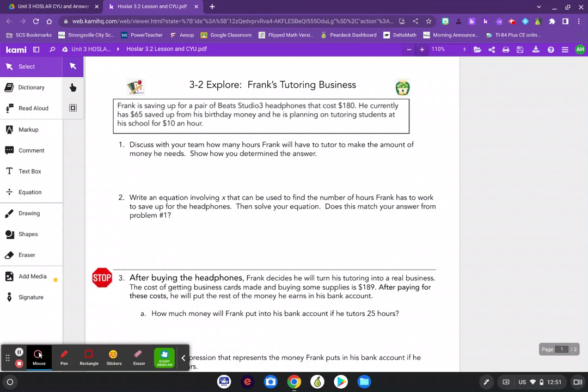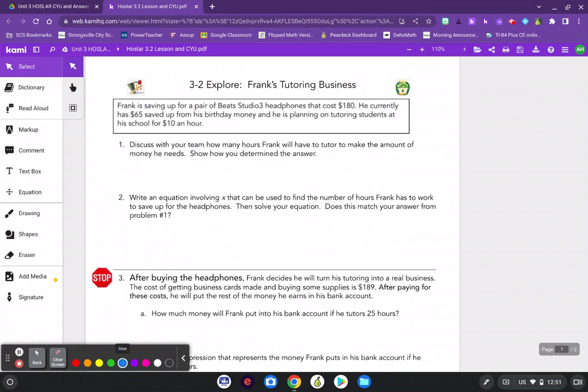So it says Frank is saving up for a pair of Beats Studio 3 headphones that cost $180. He currently has $65 saved up from his birthday money, and he is planning on tutoring students at school for $10 an hour. So it says discuss with your team how many hours Frank will have to tutor to make the amount of money he needs, and show how you determined your answer.